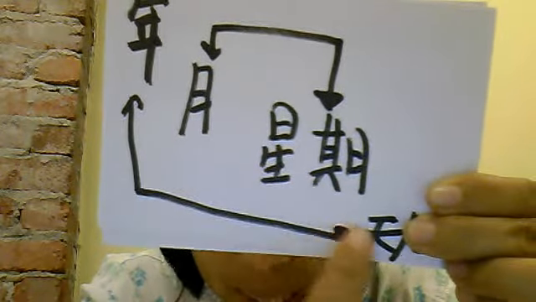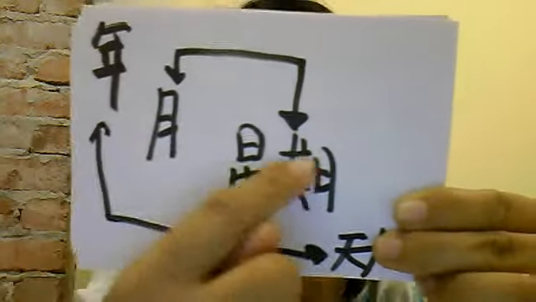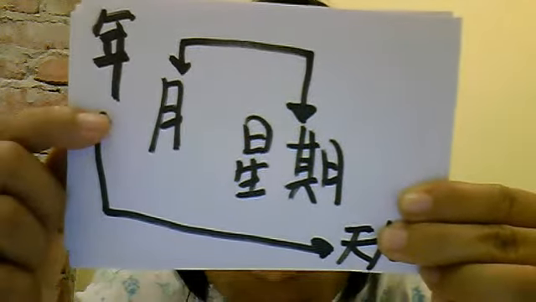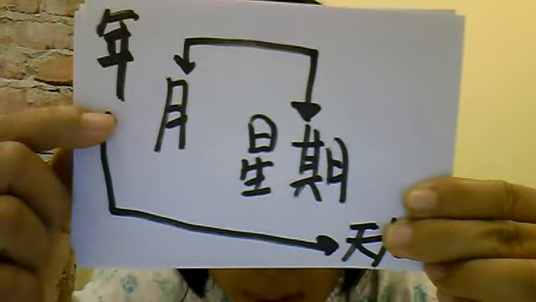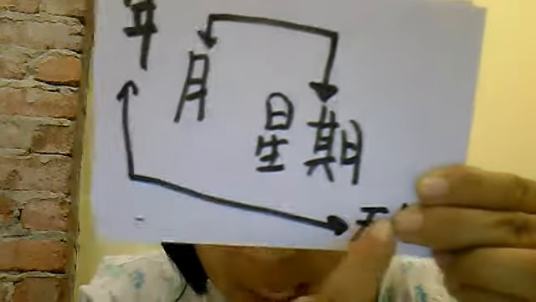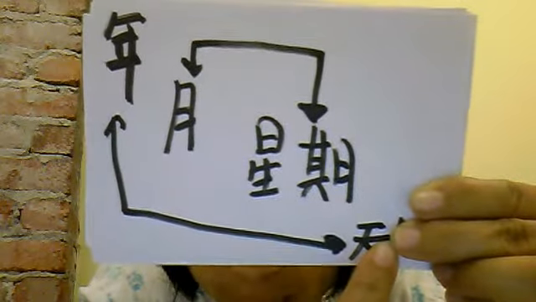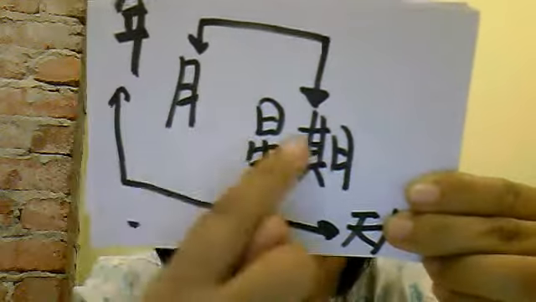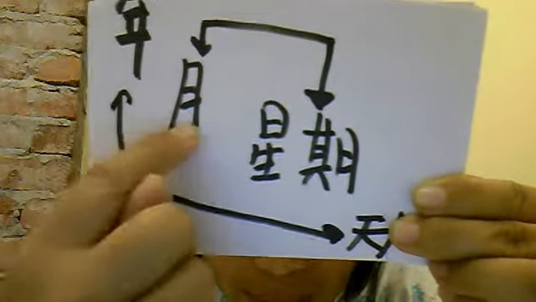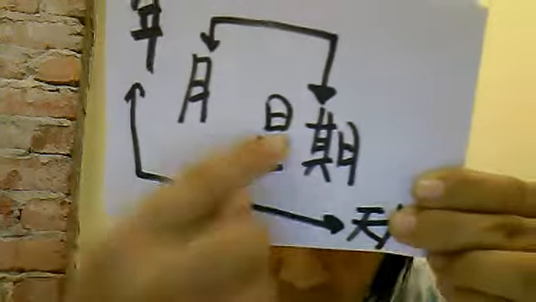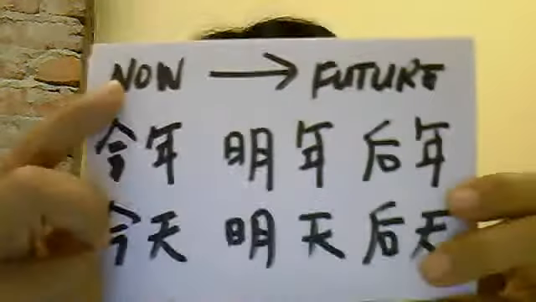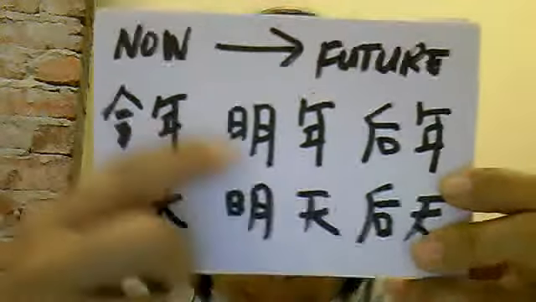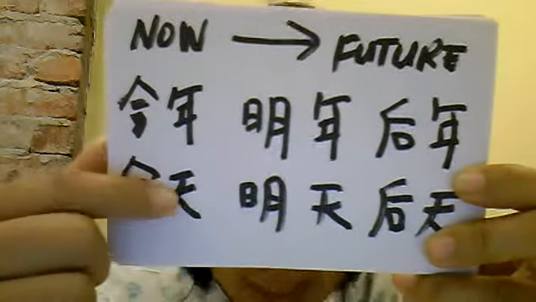Now I have arrows from 天 to 年 and 月 and 星期 because they kind of have similar construction. So 年 and 天 use similar construction for time of this year, next year, and 月 and 星期 have similar construction. So I'm not going to go into these because it'll take too much time. So I'm just going to go over 年 and 天. Now into the future, you can see that they have the same characters, except 年 and 天 are different.